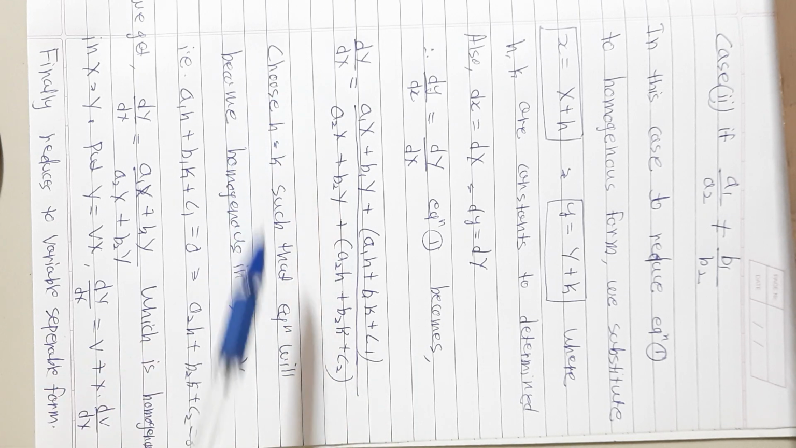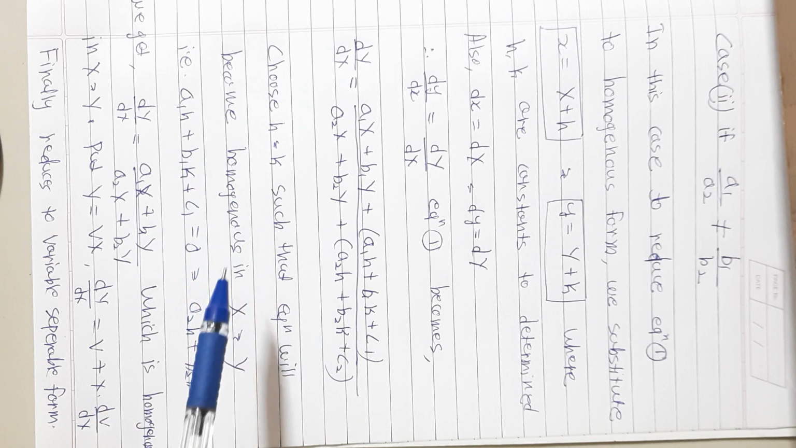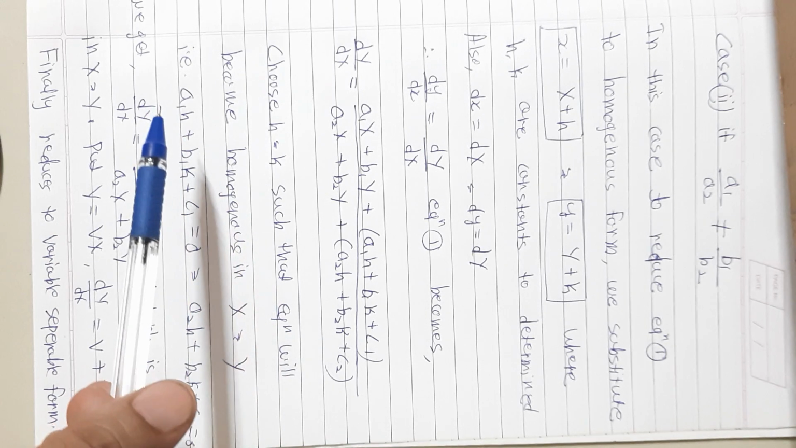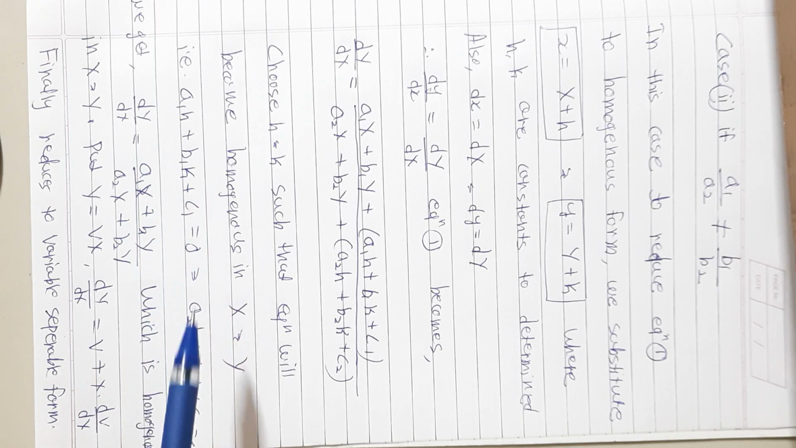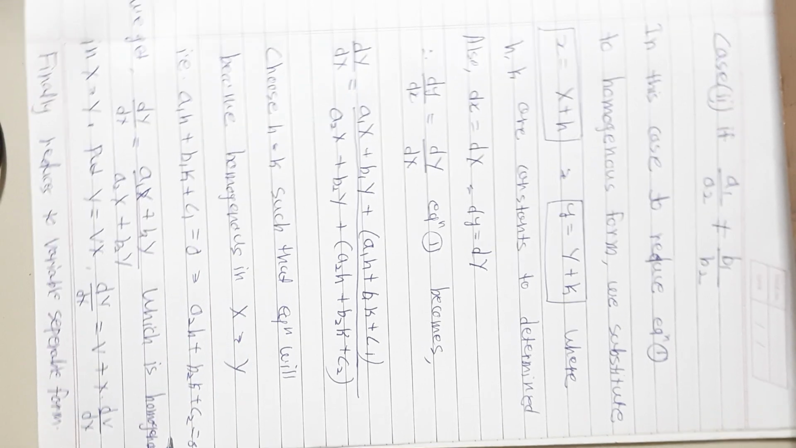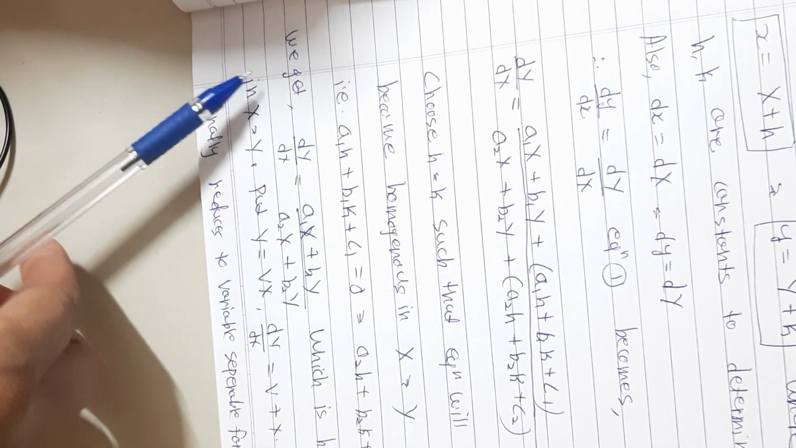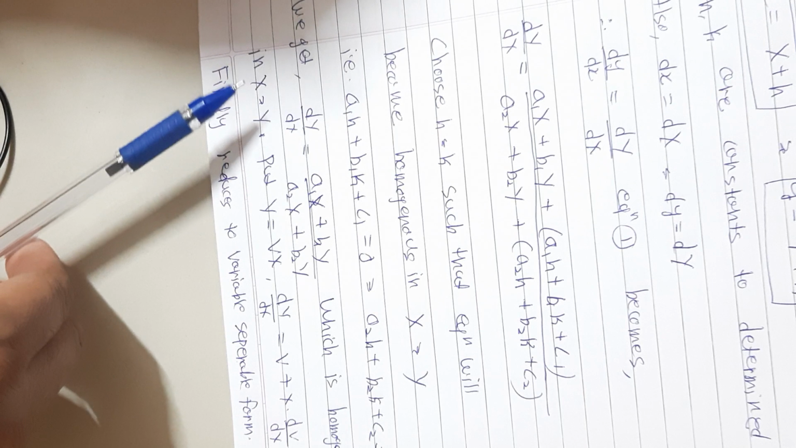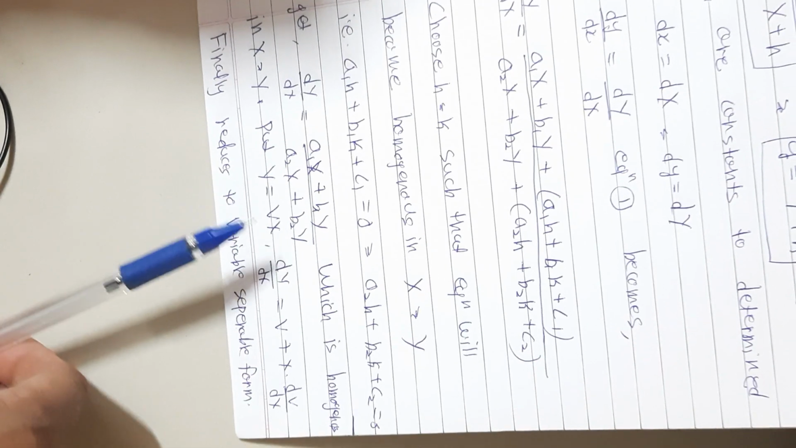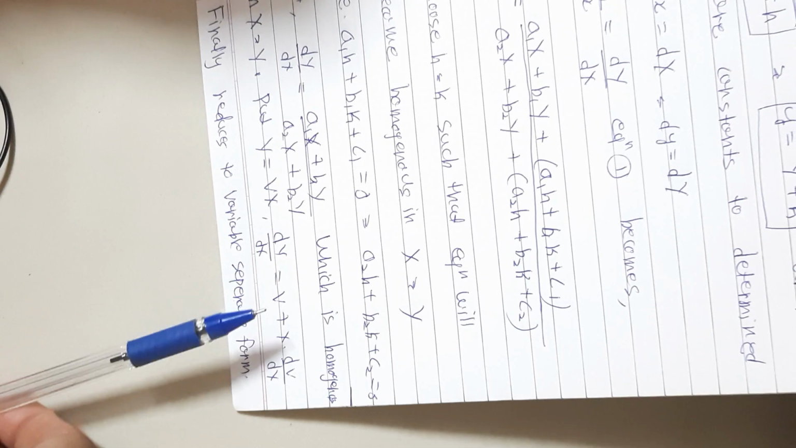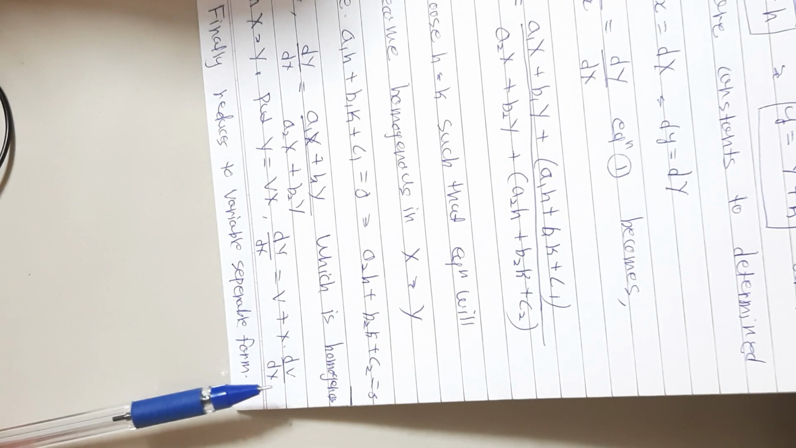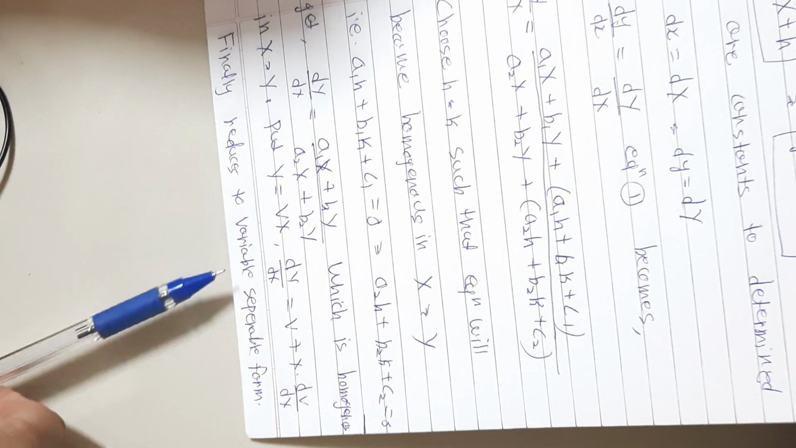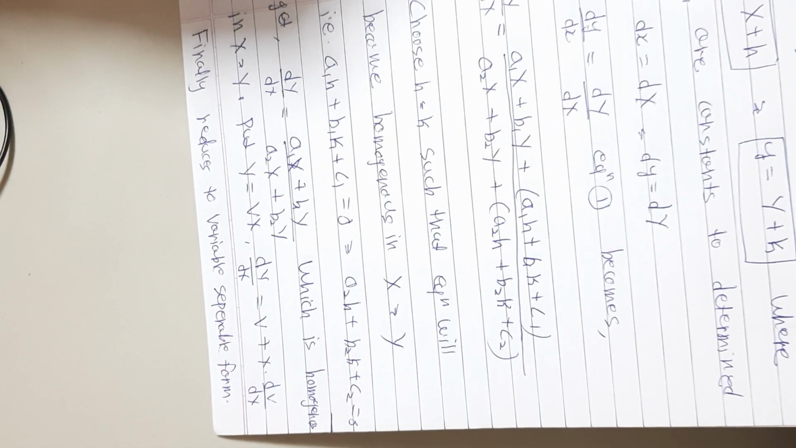Now choose h and k such that the equation becomes homogeneous in x and y. That is, a1h plus b1k plus c1 equal to 0 and a2h plus b2k plus c2 is equal to 0. Then we get dy by dx is equal to a1x plus b1y upon a2x plus b2y, which is a homogeneous equation in x and y. Then putting y is equal to vx, therefore dy by dx is equal to v plus x into dv by dx, and finally it reduces to variable separable form. This is the standard procedure for solving this type of problem, that is, case 2 problems.